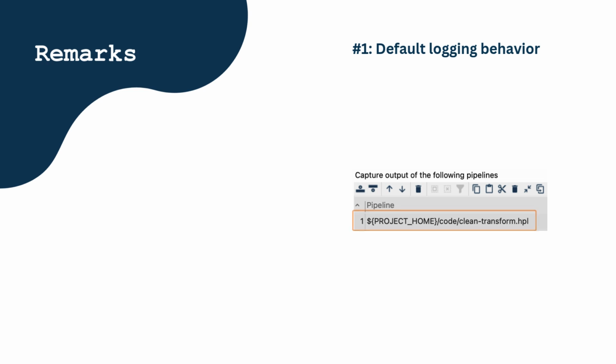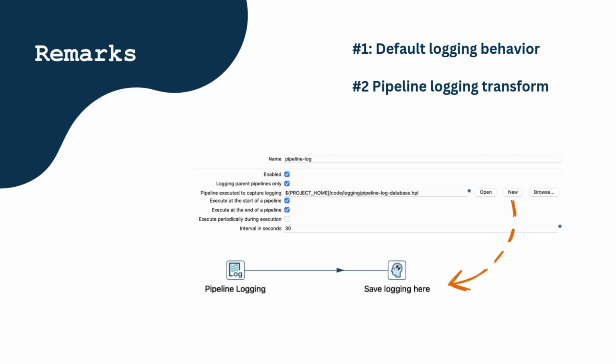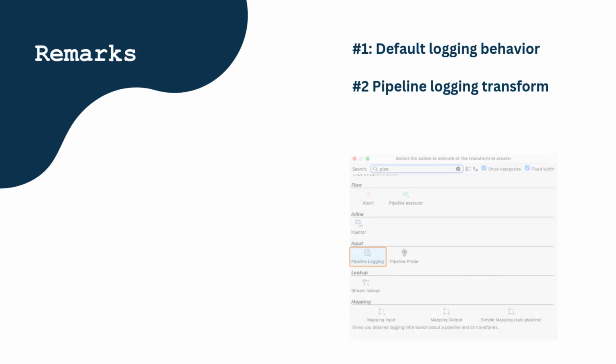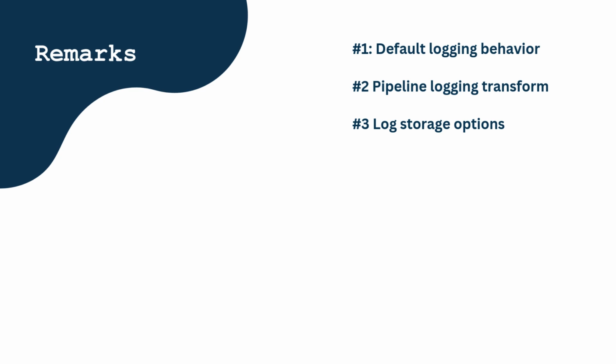Some remarks. By default, all pipelines are logged. However, users can customize which pipelines they want to log by enabling or disabling logging for specific pipelines in the pipeline log settings. When the New option is used from the pipeline log dialog, a pipeline with the pipeline logging transform is automatically created. If the pipeline is created from scratch, the user must manually add the pipeline logging transform as the input transform to ensure logging functionality. Users can also choose alternative storage options, such as output files, to write logs, providing flexibility based on project requirements.